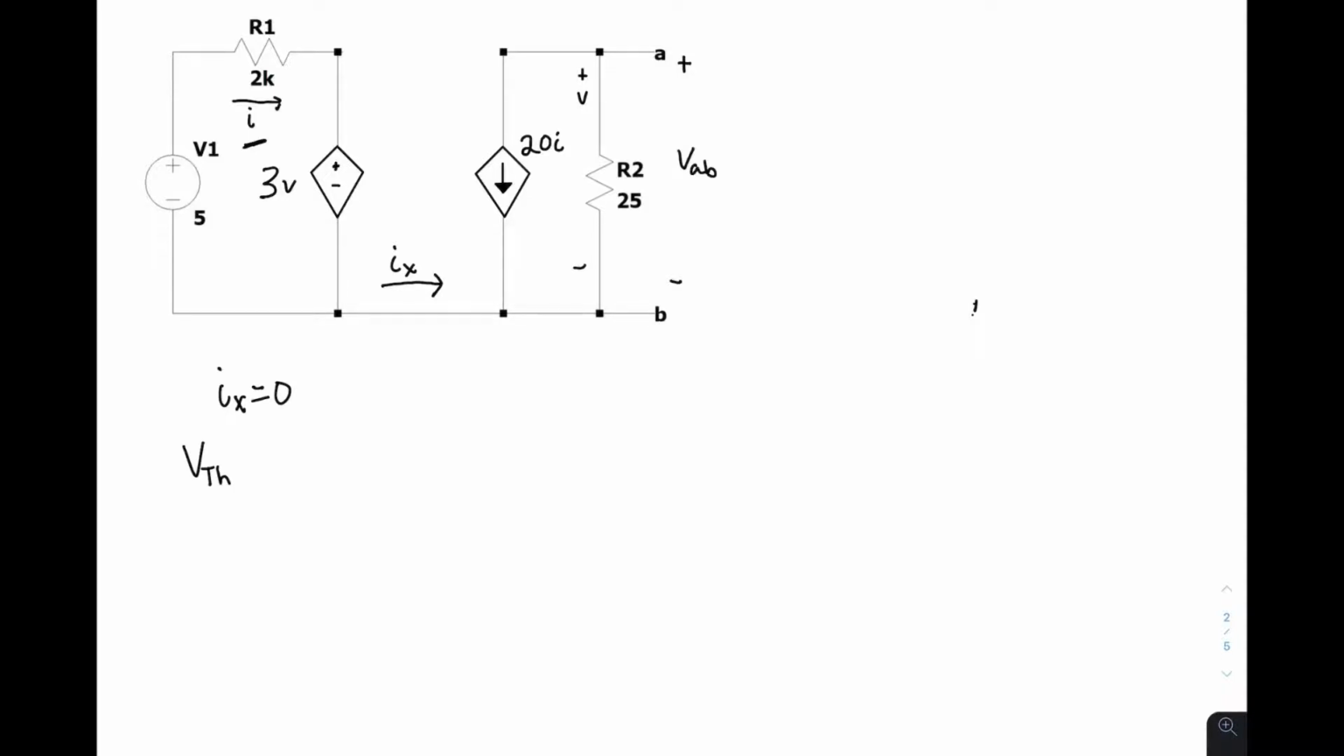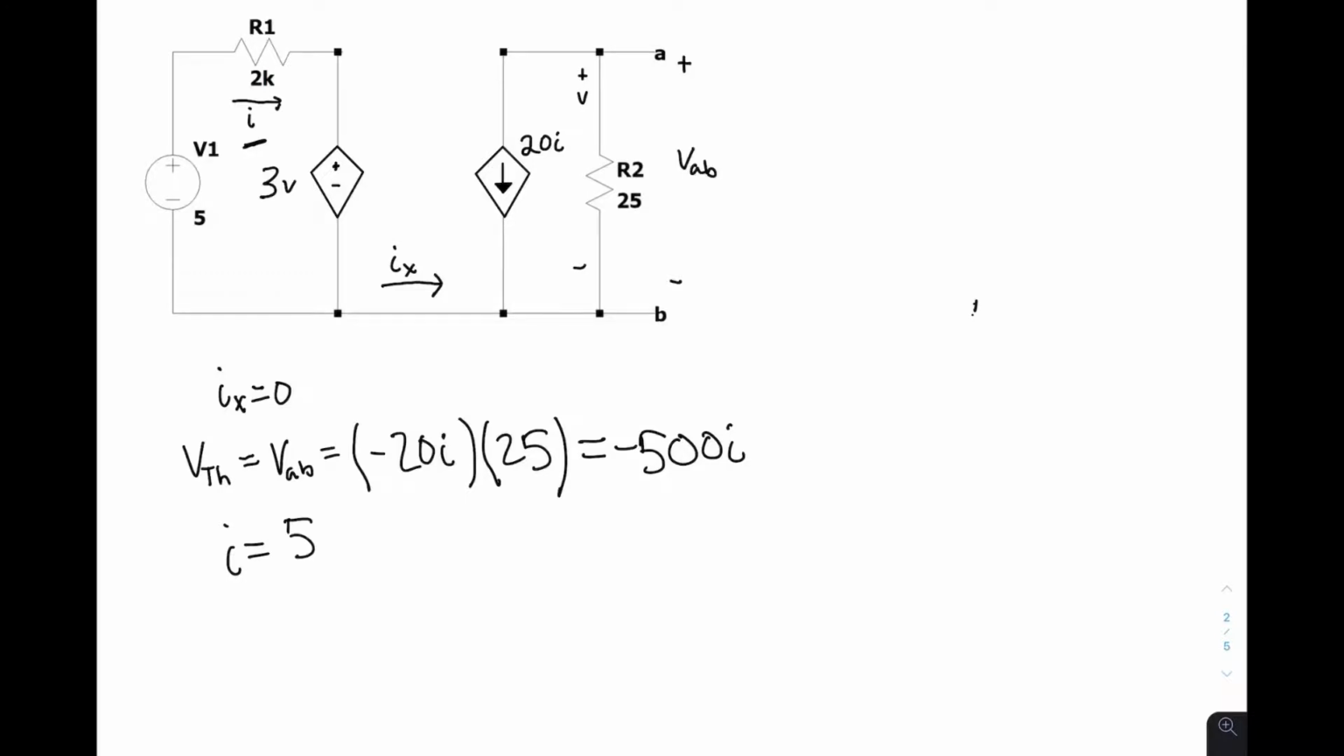V Thevenin is going to equal the voltage across the terminals, which is going to just be equal to negative 20I, our dependent source, times 25, which is going to equal negative 500I. To solve for I, we can see that it's denoted in the top left-hand corner. You're going to take I is equal to 5 minus our dependent source, which is going to be 3V, divided by 2K.